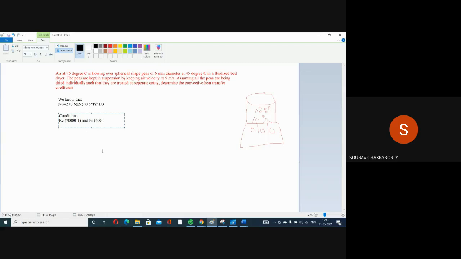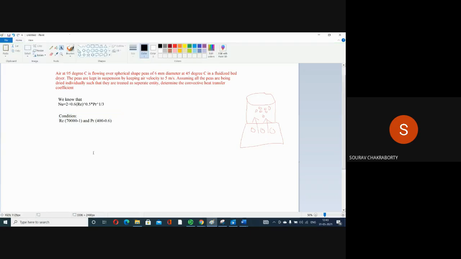For the Prandtl number, it will be 0.6 to 400. Okay, so this is the condition. If this condition is satisfied, then only you can apply this equation. Since the heat transfer is occurring through the sphere, this particular expression should be used. But first of all, we need to check whether these conditions are satisfied or not.